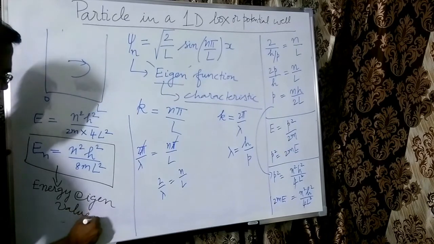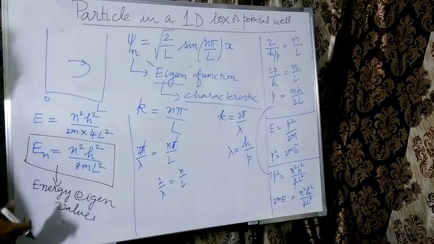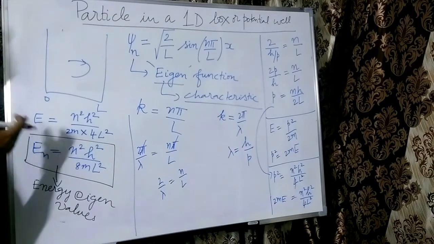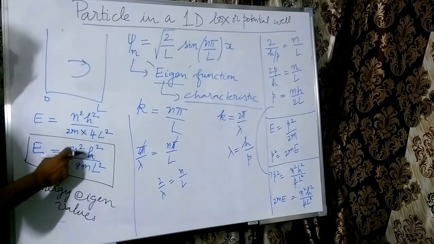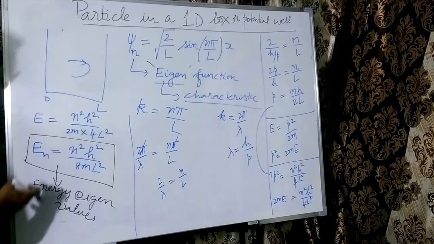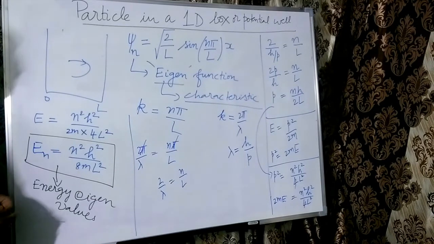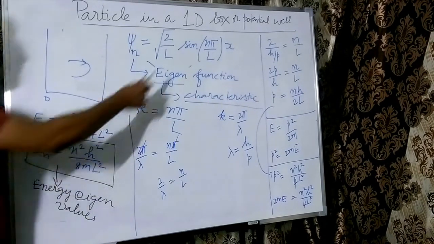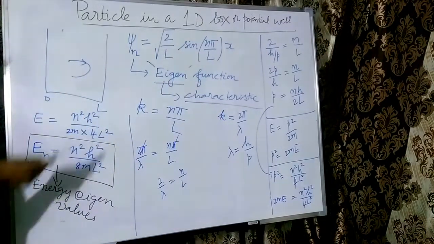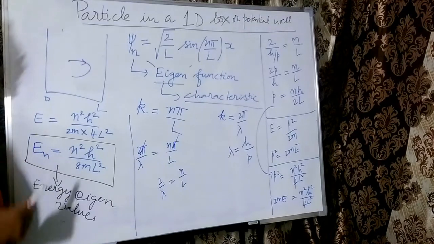Again, the word eigen means characteristic. So, these are the characteristic values for energy that the particle can take. For different values of n, the particle can take different energies. That means the particle is in different quantum states. So, for each value of n, the particle will have one eigenfunction representing it, and it is in one energy state.